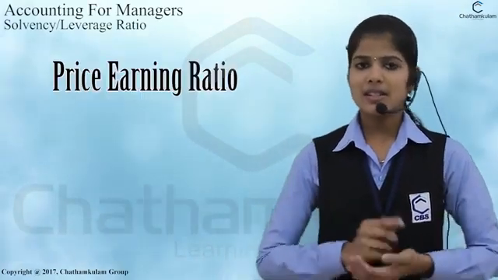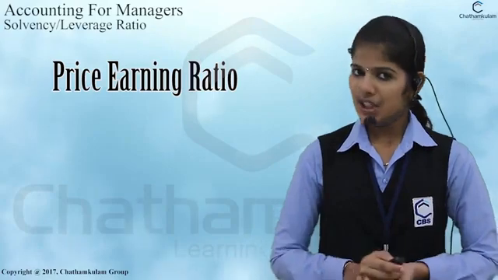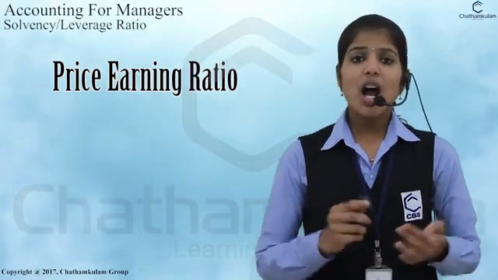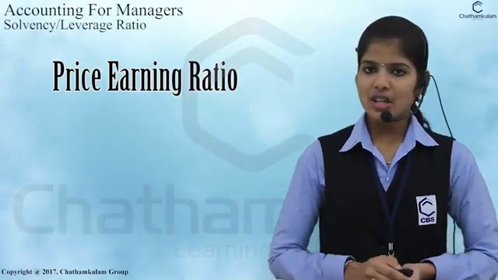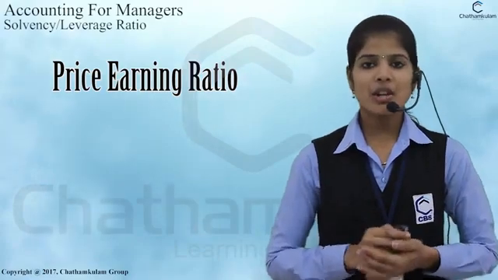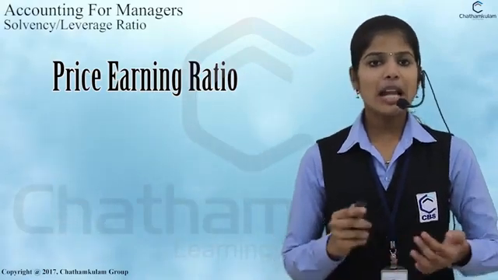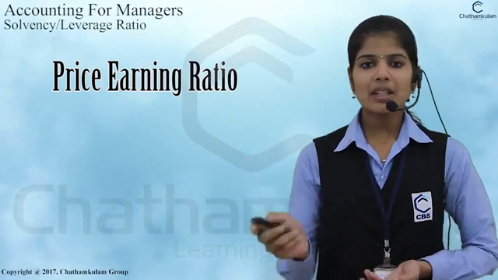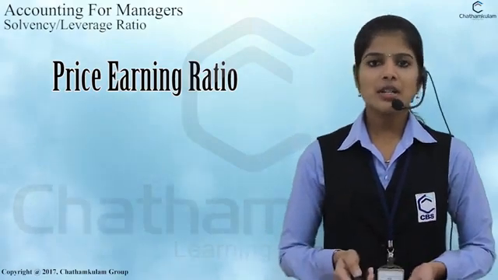Next, the price earning ratio. What is meant by price earning ratio? This ratio tells how many times of earnings per share is the market price of the share of a company. The formula for calculating the price earning ratio is market price per share divided by earnings per share.